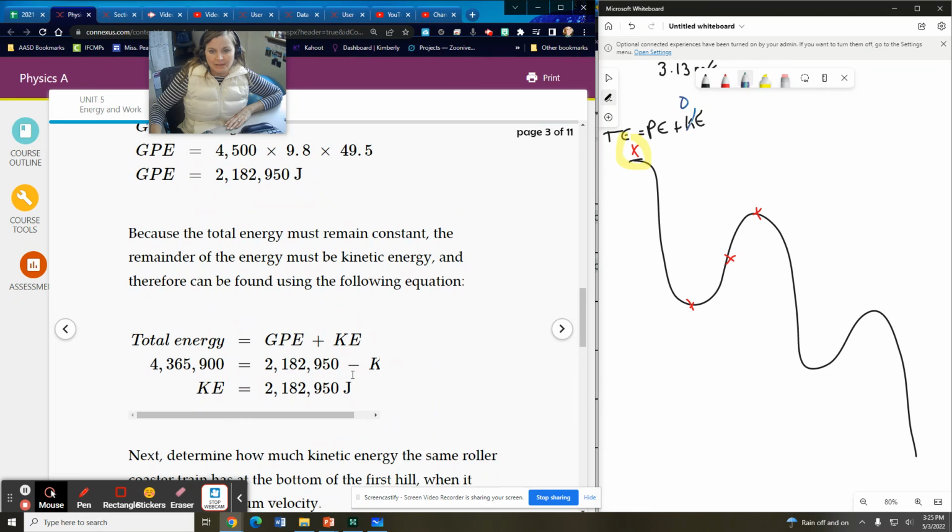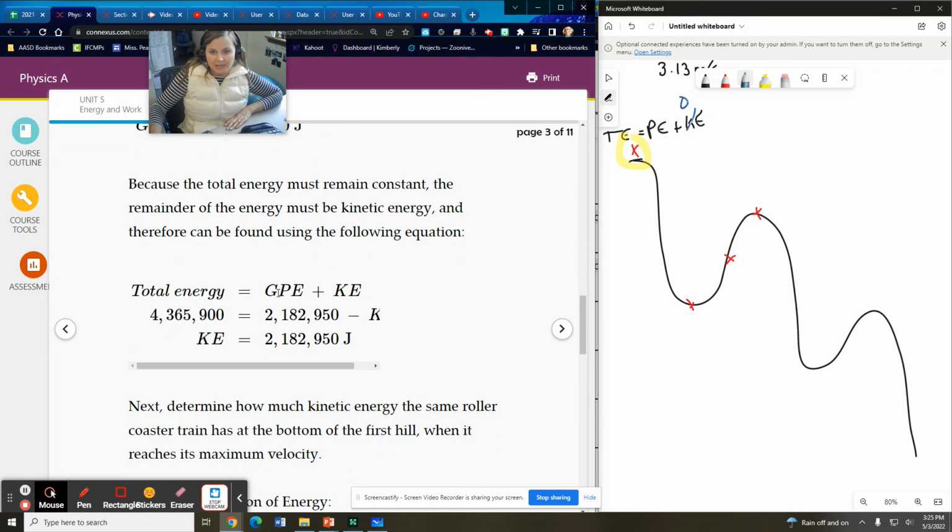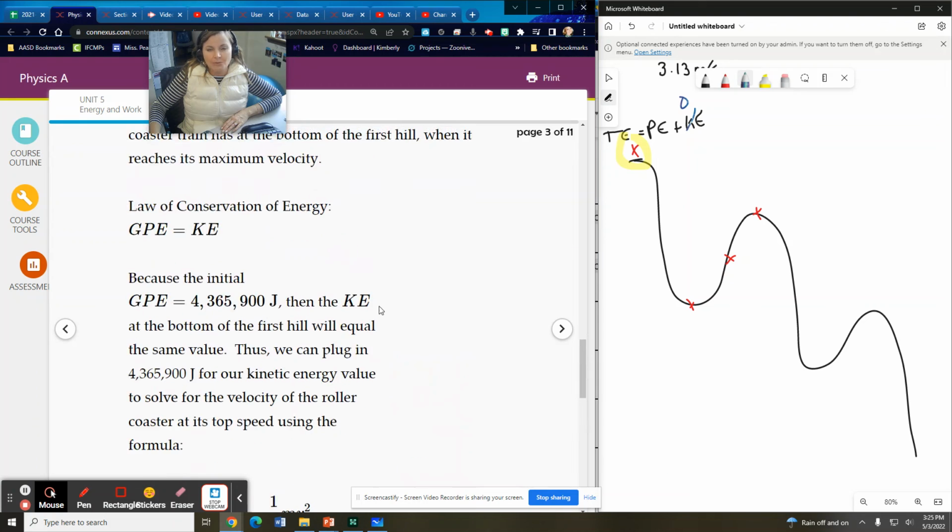What that means, however, is that that's your potential energy, so your kinetic energy has to be the rest of it because the total energy was 4,365,900 and the total energy is the combination of potential plus kinetic. So if that's our potential, the kinetic is what's left over, which is 2,182,950. When you're halfway down, you're half potential, half kinetic. So it's always going to be a sum of the two. Pretty simple, actually, once you get past just calculating what the potential energy is. It's always going to work out that way.